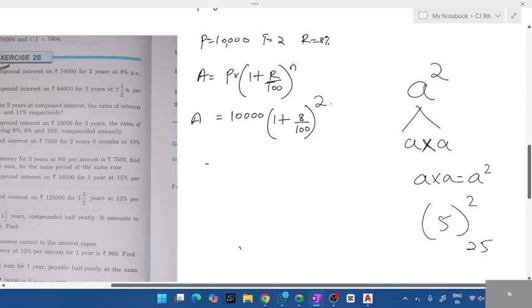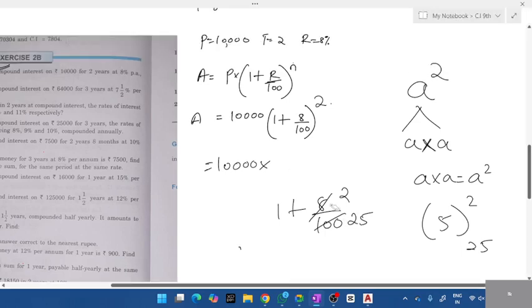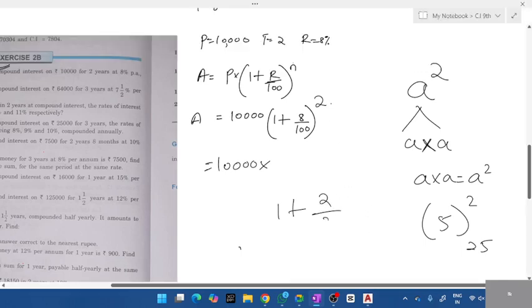25. Good. Look here. 10,000 into 1 plus 8 by 100. What is 8 by 100? 4 2s are 4. How many times? 25 times. Okay, reduce it. You can reduce it. So what do you get when you reduce 8 and 100, students? You get 2 by 25. Now take LCM.